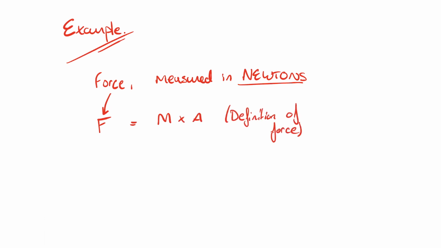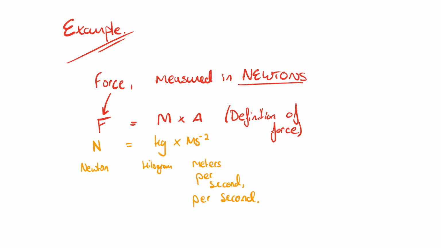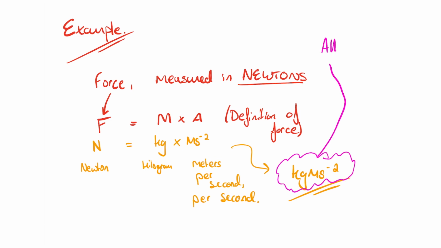Force is measured in newtons, so we write the Newton below the letter F. Mass is in kilograms, so let's put the kg there, and acceleration is in meters per second squared. So, just as force equals mass times acceleration, the Newton equals kilograms times meters per second squared. As you can see, the Newton is the derived unit equivalent to the units kilogram meters per second squared.